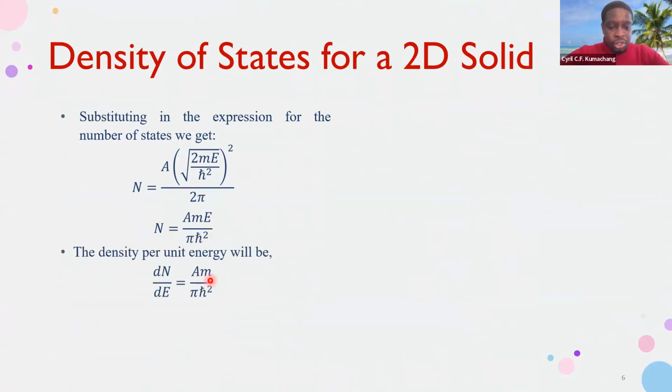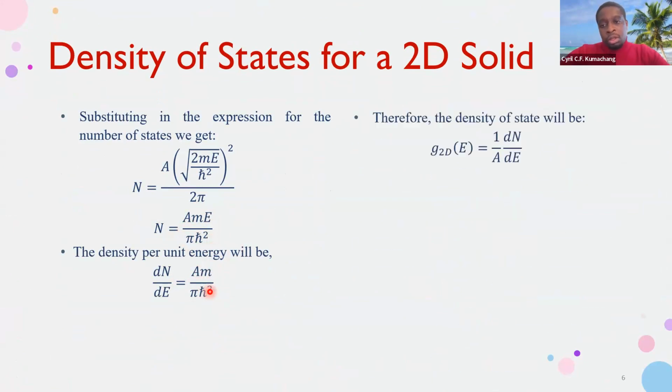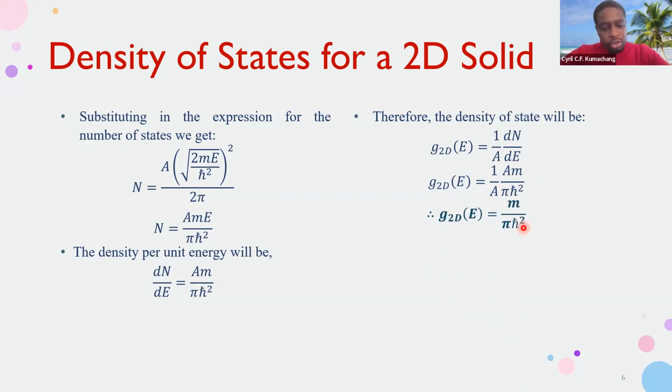Now we can go ahead to differentiate it with respect to E. So if you differentiate the energy, this also is treated as a constant. Differentiate with respect to E, E is 1. When you differentiate E, you get 1. So multiplying by this, this is what you get. So you substitute it into your definition of the density of state for a 2D solid. Then you're going to have this 1 over A, which is this, then this expression, which is this one we got here through differentiation. This A cancels out with this, and what you end up getting is this expression.